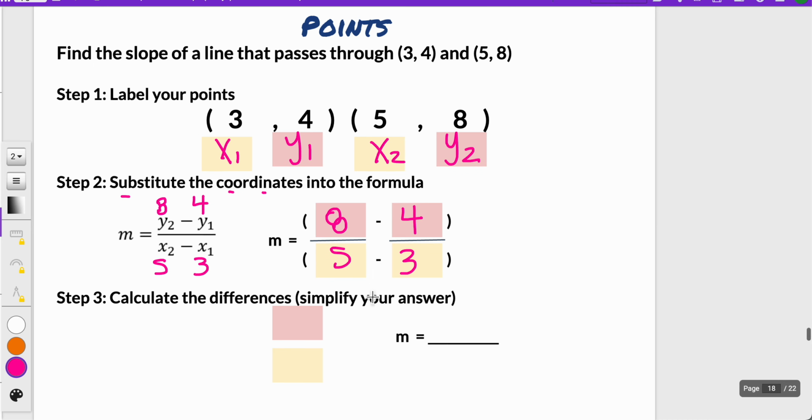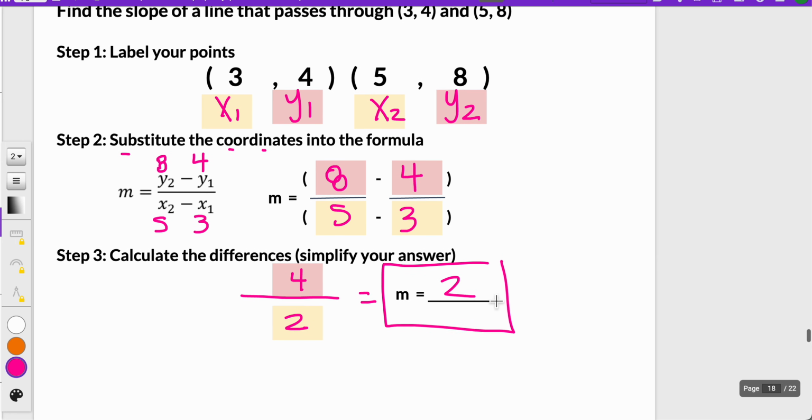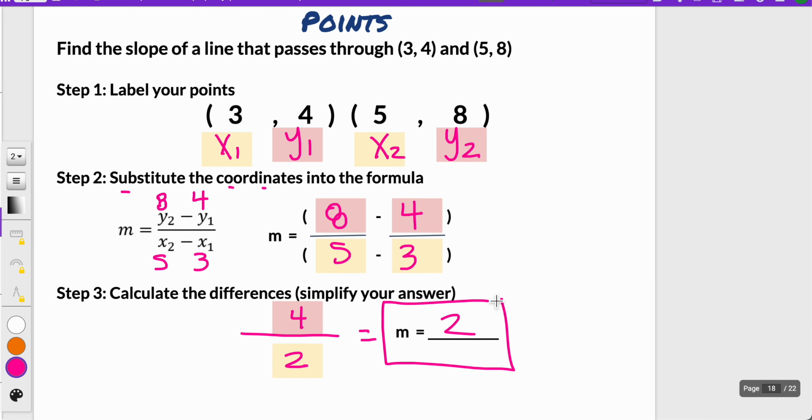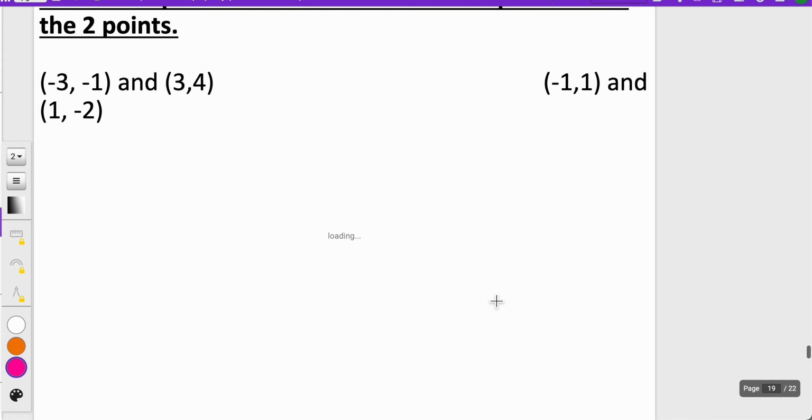Now I calculate the differences or simplify. So 8 minus 4 is 4, and 5 minus 3 is 2, and then I can simplify 4 over 2, and that's going to give me 2, okay? So this is just one way to try it. We're going to try that same way here in just a second. Make sure you've had a time to just kind of see what we did here, and then let's go ahead and try example number 1.